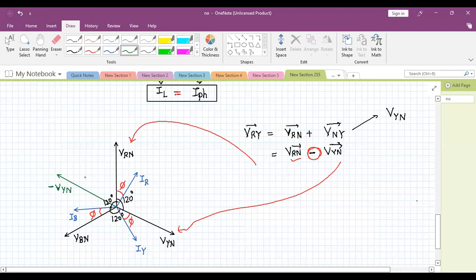To do the phasor addition, I will draw a line parallel to VRN. Again, I'm repeating, I will draw a parallel line of VRN. So just see over here, at the end of the minus VYN.